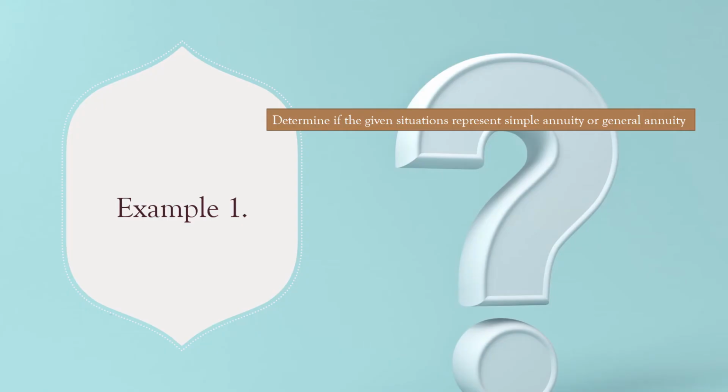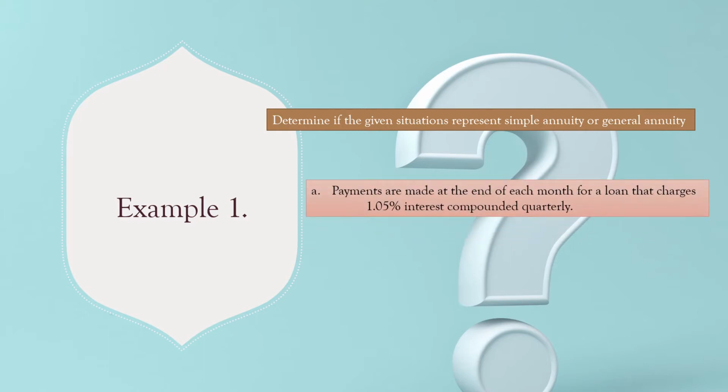Let's have examples. Example number 1: determine if the given situations represent simple annuity or general annuity. In A, payments are made at the end of each month for a loan that charges 1.05% interest compounded quarterly.